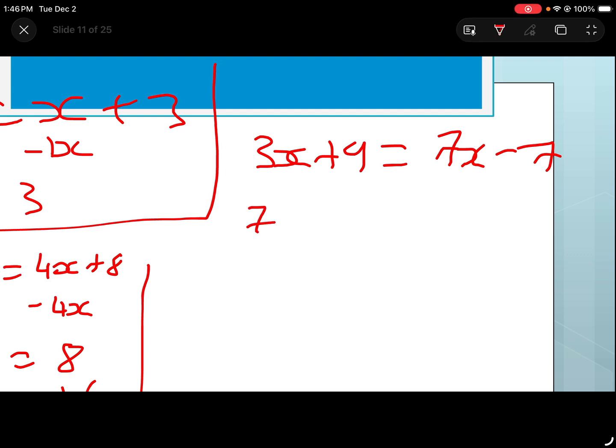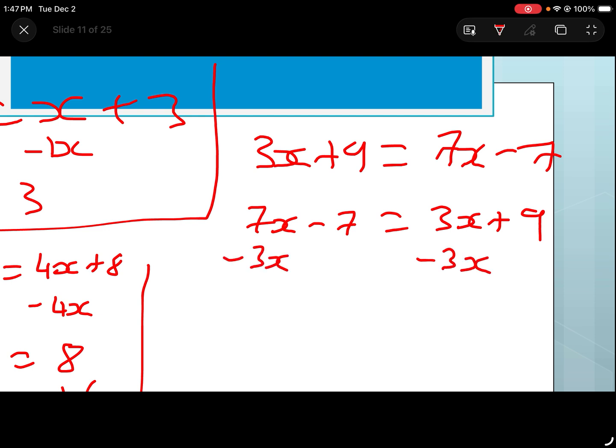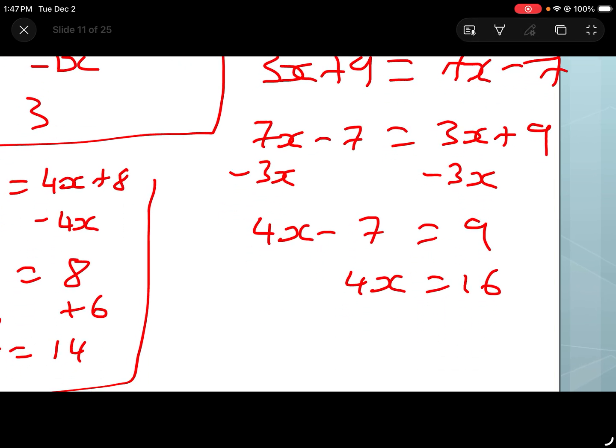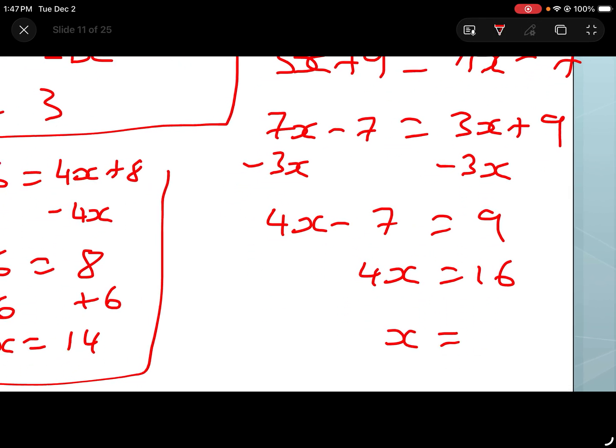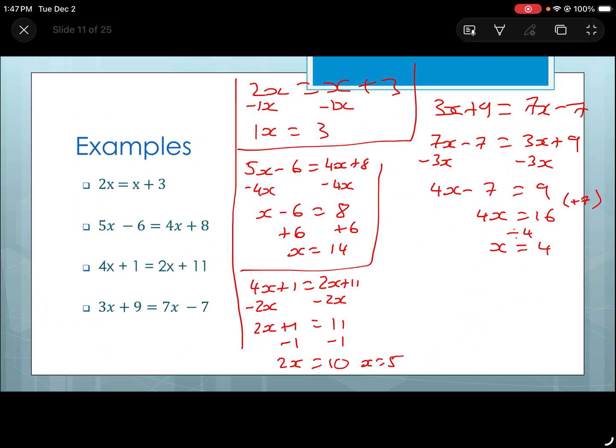So I'm just going to write 7x minus 7 on this side and 3x plus 9 on this side. The reason for that is because I kind of like the x's being on the left. And I know I'm going to subtract 3x from both sides. So then that gets me 4x minus 7 equals 9. Then I can add the 7 to get 4x equals 16. And then I can divide by 4 to get x is 4. What I did there, I added 7 and I divided by 4. Cool. Okay, hopefully that makes an incredible amount of sense.